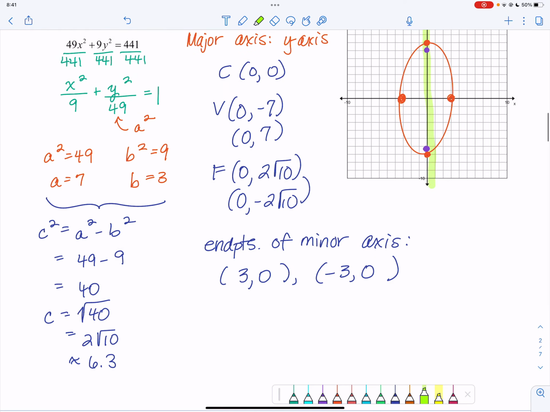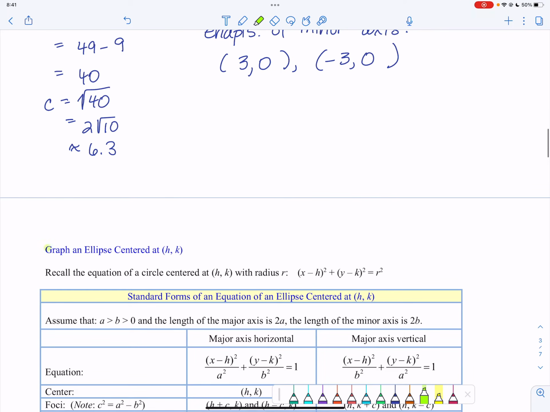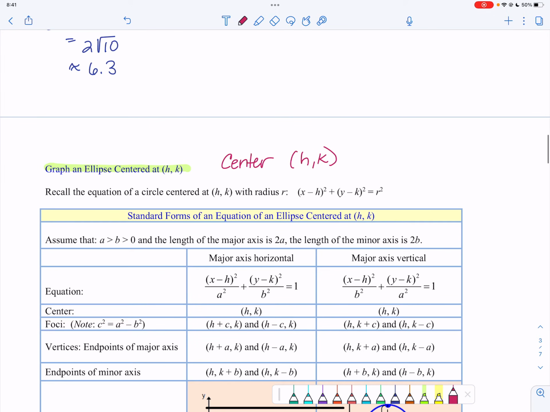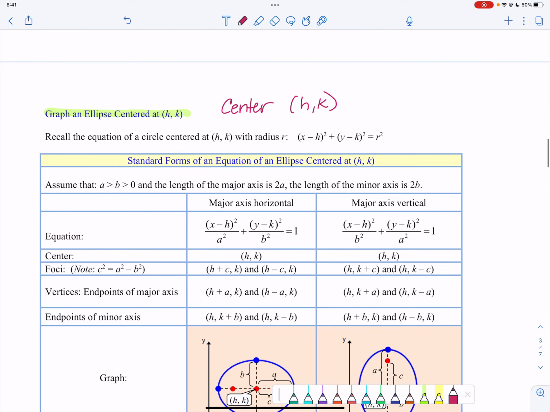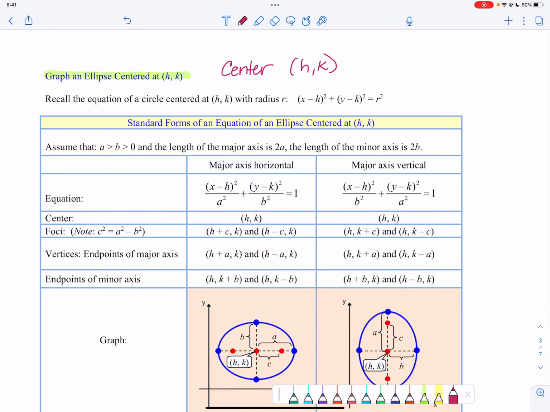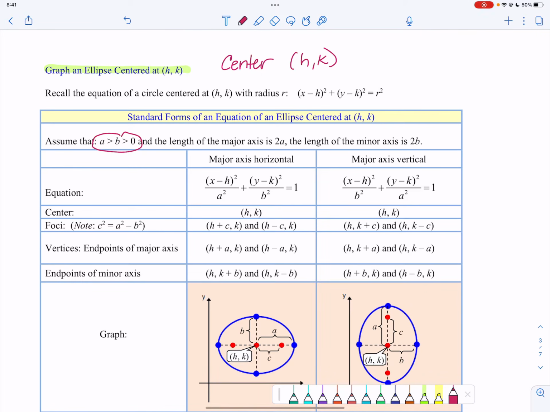Okay, now what if the center is not 0? What if we have a center (h, k)? How is that going to look? Well, they look very, very similar, and a lot of the rules remain. a is again greater than b, and if that larger number is under the x squared term, our major axis is horizontal, and otherwise it is vertical. And as you can see, here is h and here is k. So how do you know the difference? Which one is h and which one is k?